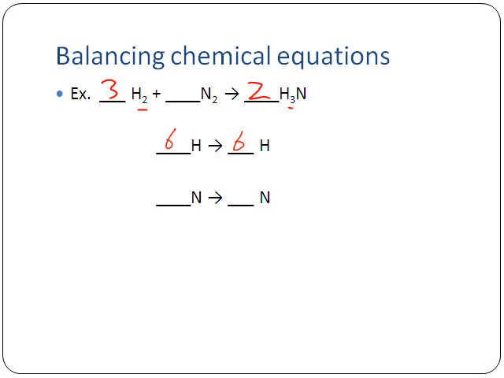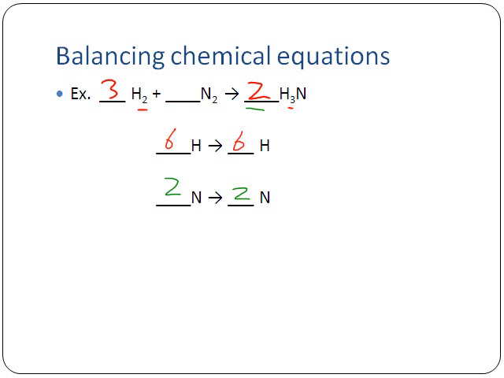Let's look at nitrogens. Currently, I have a total of 2 nitrogens on the left side, and I have a total of 2 nitrogens on the right side because of that coefficient 2 that's out front. So this equation is now balanced, and so my final result would be 3H2 plus N2 yields 2H3N.